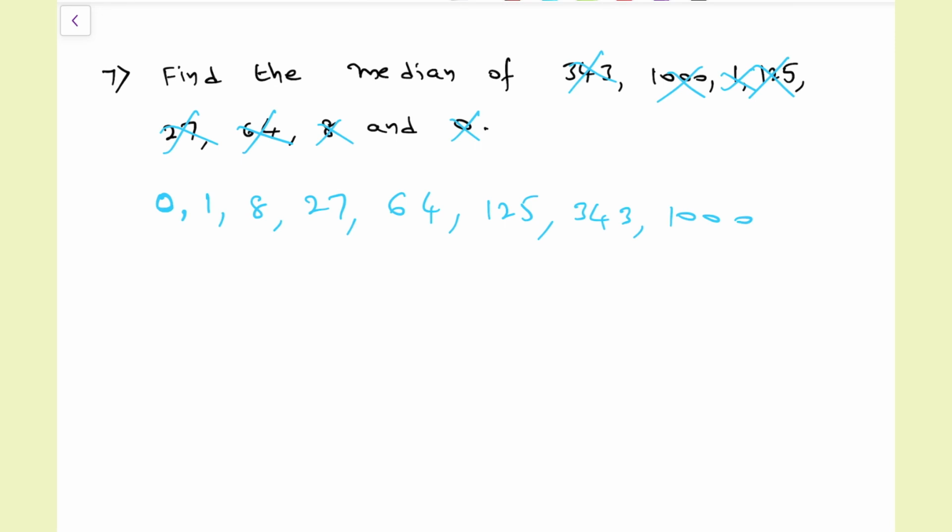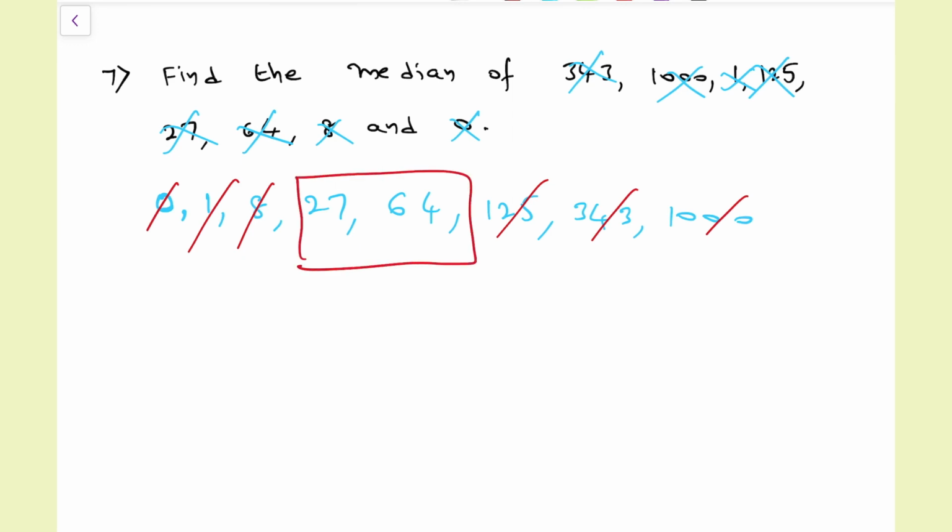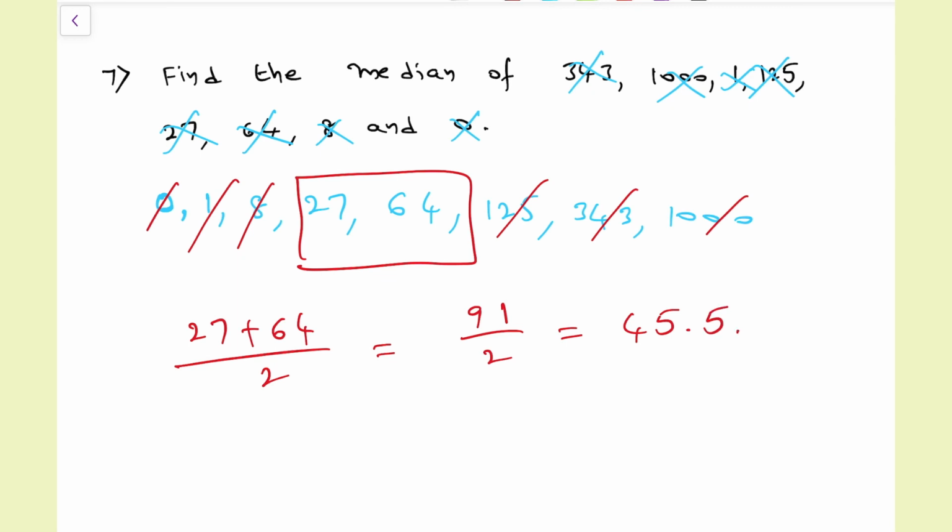So now here one you remove, one you remove, one you remove, one, one, one. So these two numbers are in the middle now. If two numbers are there in the middle, we will take the average of them. 27 plus 64 whole divided by 2. 91 divided by 2, that is 45.5. So the median of the given observations is 45.5.